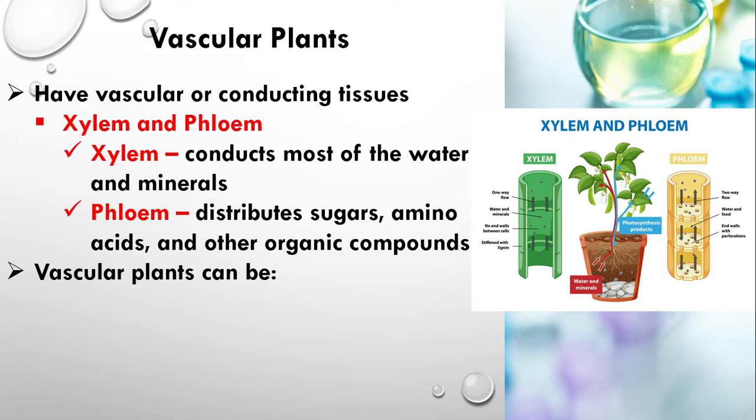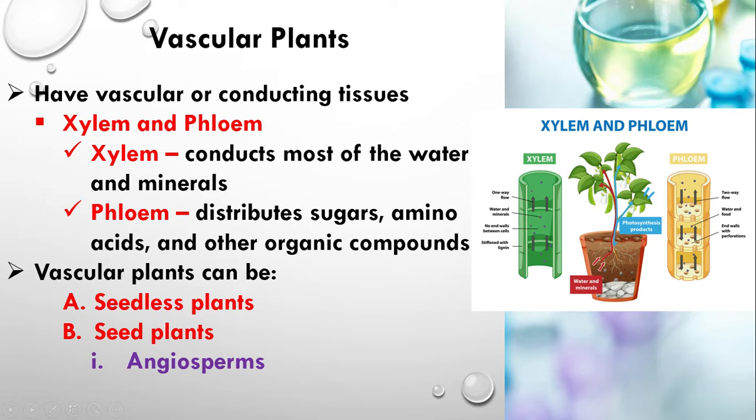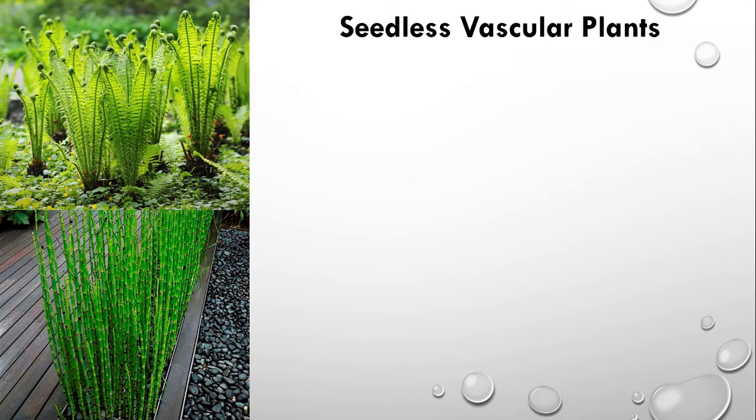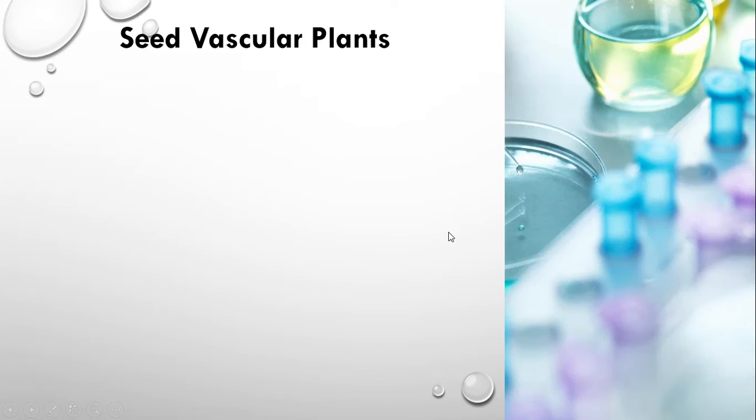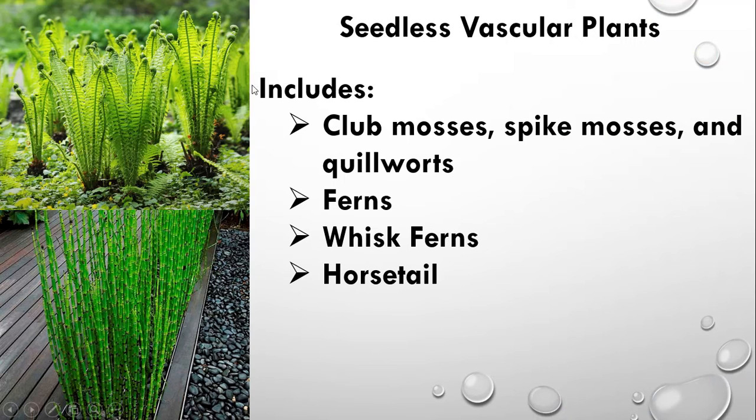Okay, so vascular plants can be seedless plants, and then we also have seed plants. Seedless plants, or plants that carry seeds. There are also two types of seed plants: the Angiosperms and the Gymnosperms. We will talk about them one by one. Let's talk about seedless vascular plants like ferns. It includes club mosses, spike mosses, quillworts, ferns, whisk ferns, and horsetails. Those are the seedless vascular plants, like this one here in the picture.